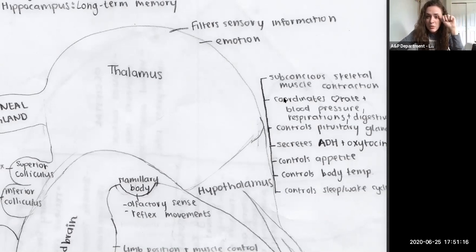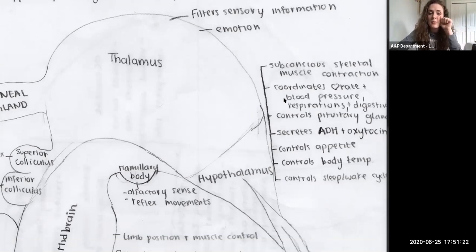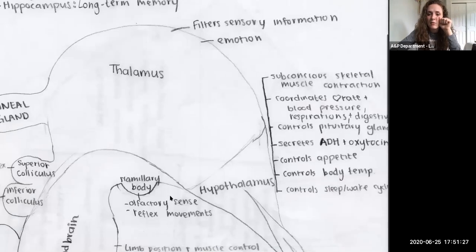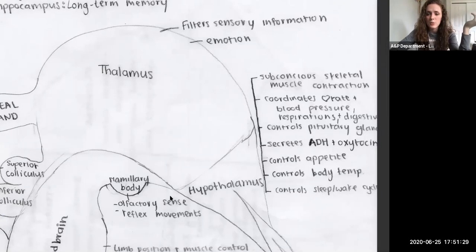And then also, it helps with subconscious skeletal muscle contraction. That was the same thing that happens down here in your midbrain. Your hypothalamus just plays a part in that as well. Okay, big ones on this. It controls the things that you're unconsciously doing. So heart rate, blood pressure, respirations, and digestion. It controls those. It secretes ADH, oxytocin. It controls that pituitary gland.